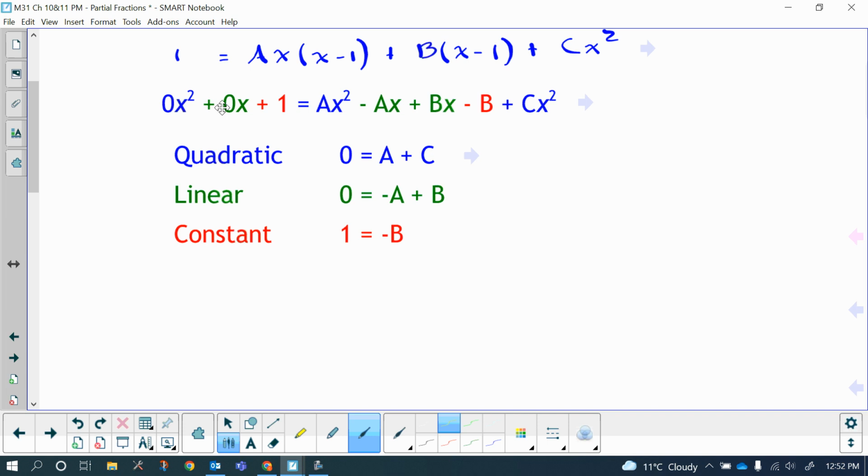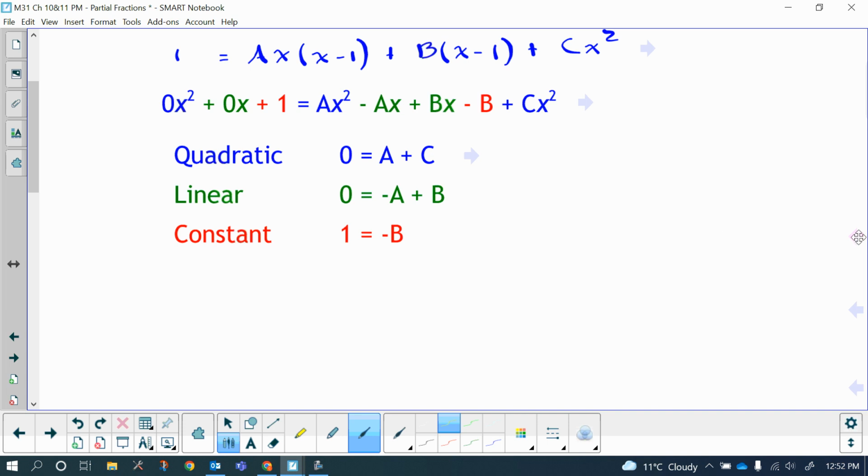Similarly, on the left, I have 0 x's. On the right, I have negative ax plus a bx. So again, I ignore the x's and just equate the coefficients on the left and the right. And similarly, the constant term on the left is a 1, on the right a negative b. And so that's where I will start for solving to figure out the values of a, b, and c.